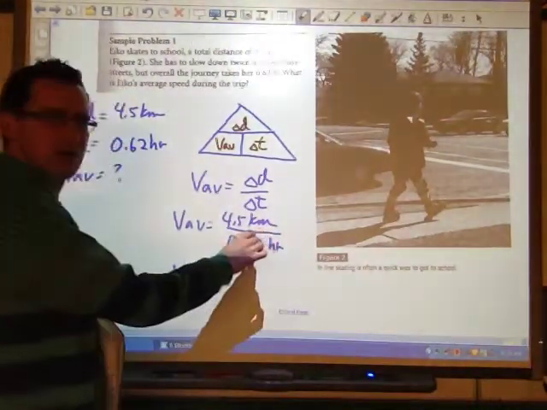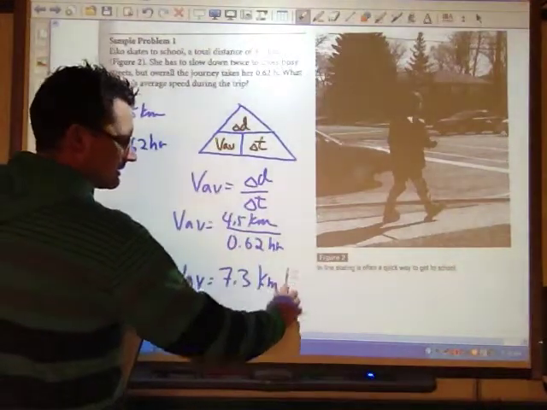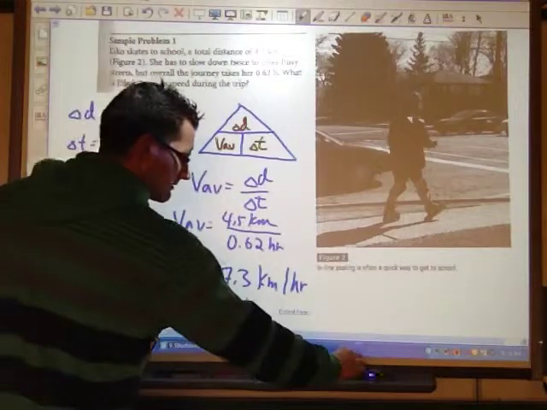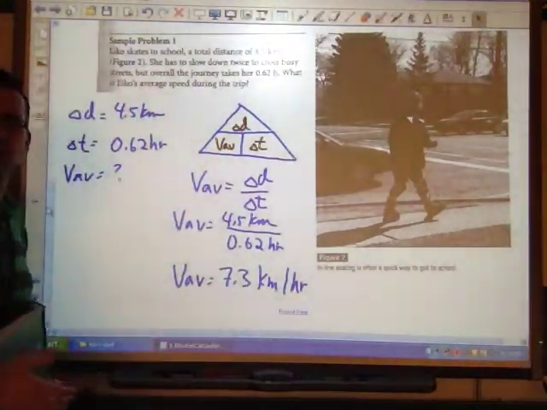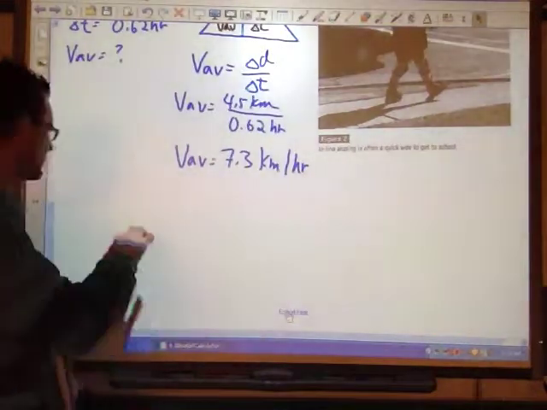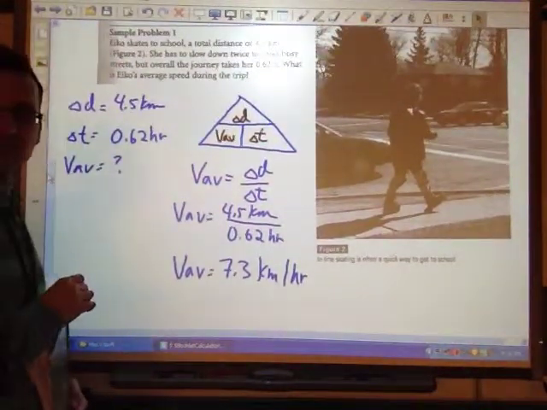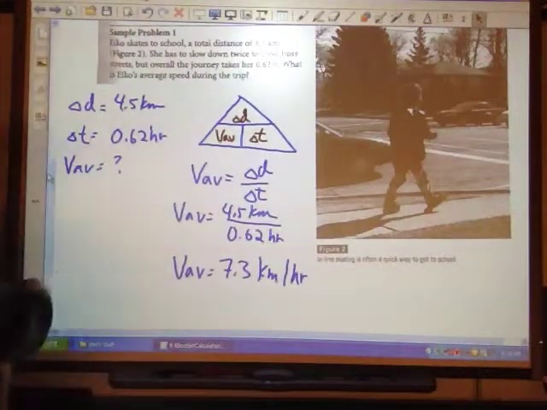7.3. Now we have kilometers on top, hours on the bottom, kilometers per hour. So you should have enough room to copy that out. Once again, as I always tell you, if you run out of room, just press your extended page on the bottom of your page like that, and you can have more room. Okay?